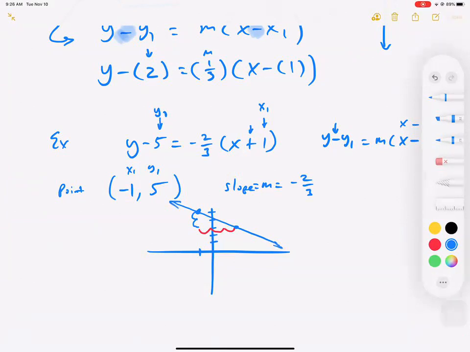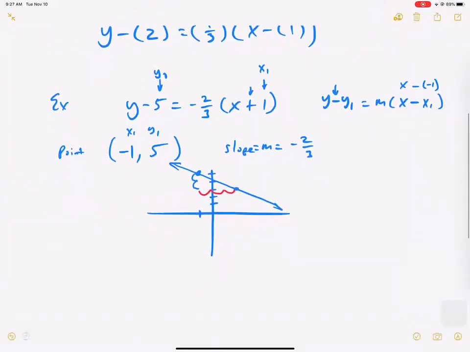Let's do this again. Actually, no, let's review. Our point is negative 1, 5. Yep, that looks like 5 and negative 1. And from that point, from that stop, the graph follows the slope, negative 2, down 2, and over 3.